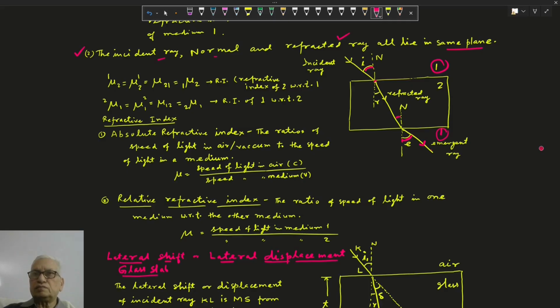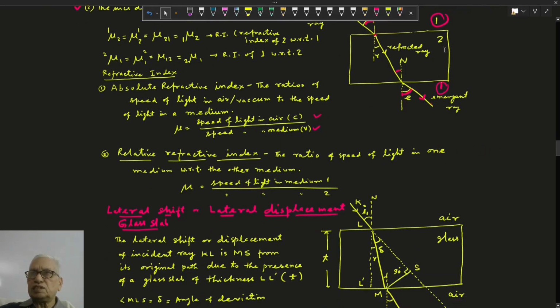So mu is equal to what? Speed of light in air upon speed of light in the medium. Relative refractive index is what? Mu is equal to speed of light in medium 1 upon speed of light in medium 2, and mu 2 upon mu 1 is the relative refractive index.